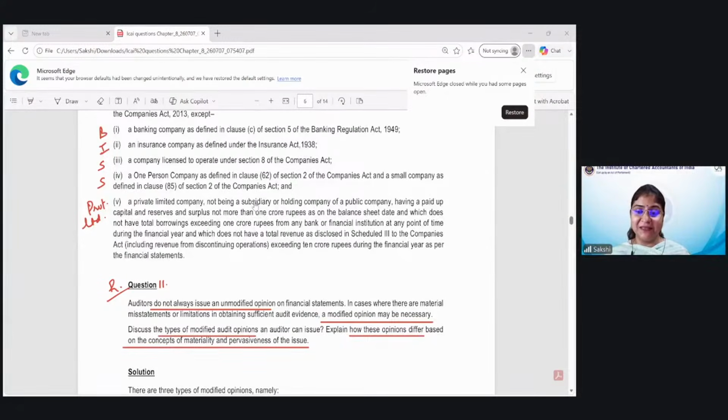Very good, Jaspreet. Also write when do we issue qualified, adverse or disclaimer. In short you can write. We have just discussed this question, so I expect you to answer. I'm waiting for your reply, dear students.